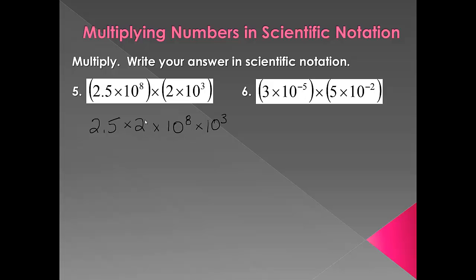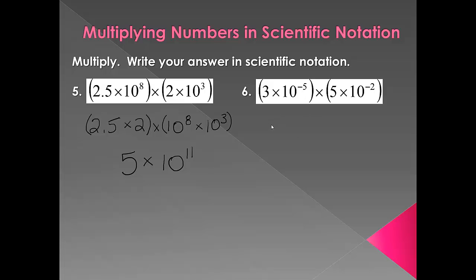Now I can use the associative property to show me which ones I'm going to multiply together. So I can go ahead and multiply the first two, and I can multiply then the last two. 2 and 5/10 times 2 is 5. And then I'd have 5 times 10 to the 8th power times 10 cubed. We can use our product of powers property, which tells us that if we have the same base, we can add our exponents. So we're going to have our base of 10, and when we add our exponents, we have 8 plus 3, which is 11. So my answer is 5 times 10 to the 11th power.